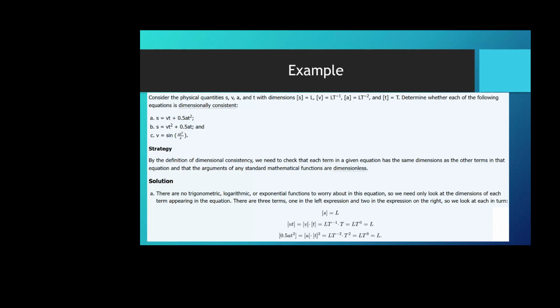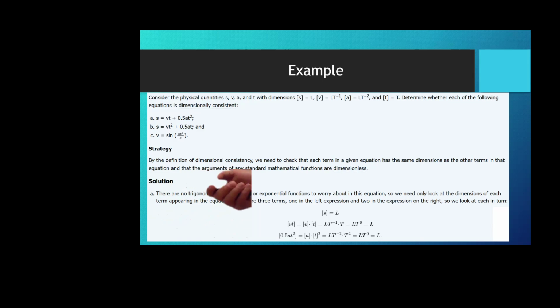This is an example. Consider these quantities. S is length, dimensions of length. V is like velocity, length divided by time. A is acceleration, length divided by time squared. And T is just the time, the units of time. Determine if there is dimensional consistency in these expressions.